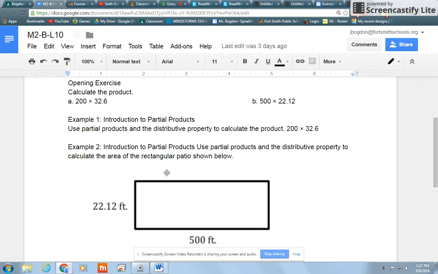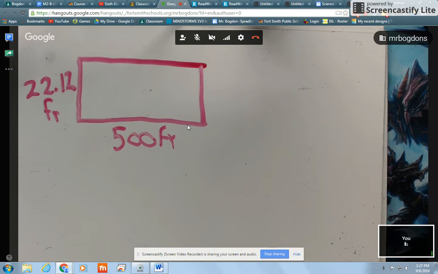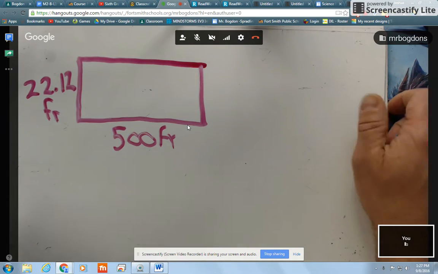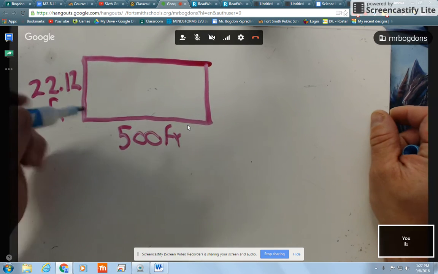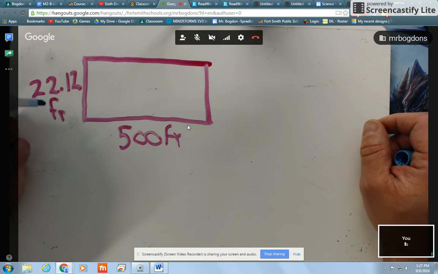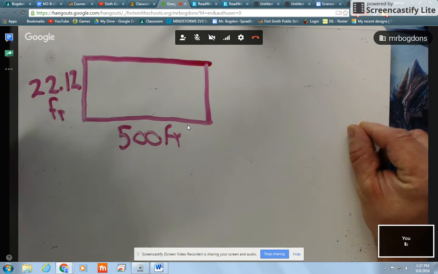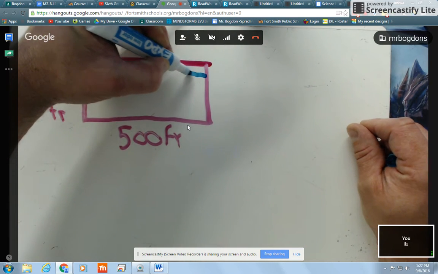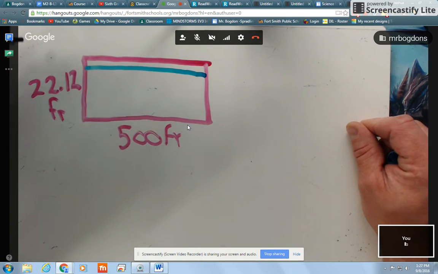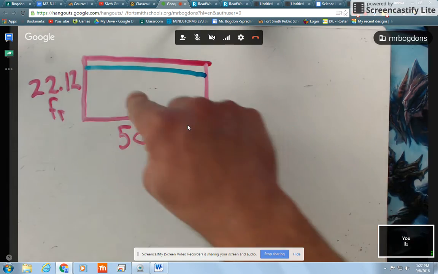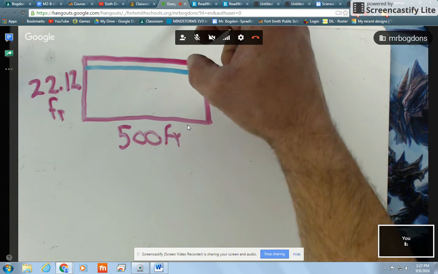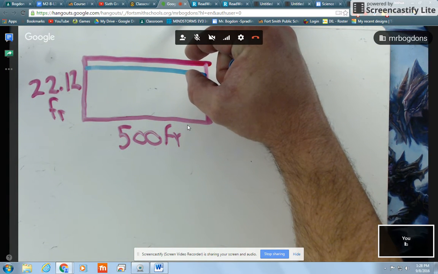Okay. So, I mean, I could just straight up multiply 500 times 22 and 12 hundredths. But the instructions told me that I needed to use the distributive property. So let's go ahead and think about that. I see that one of my numbers is not a whole number. It has a decimal in it. So I'm going to just think of my whole number, and then I'm going to think of the decimal. So I'm going to find a partial product for this area and a partial product for this area, right?